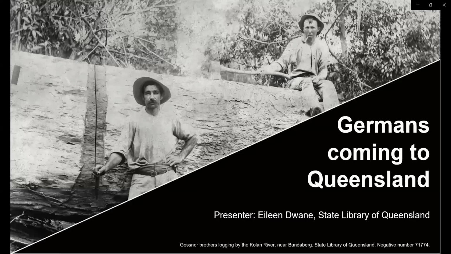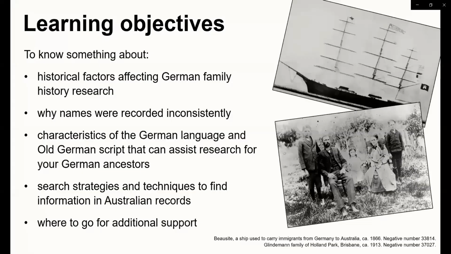You do not need to speak German to retrieve information on German migrants from Australian records. However, an understanding of some of the common problems you may face can assist your research. Our aim this morning is for you to know something about the historical factors affecting German family history research, why names were recorded inconsistently, some characteristics of the German language and old German script that can assist research for your German ancestors, search strategies and techniques to find information in Australian records, and where to go for additional support.